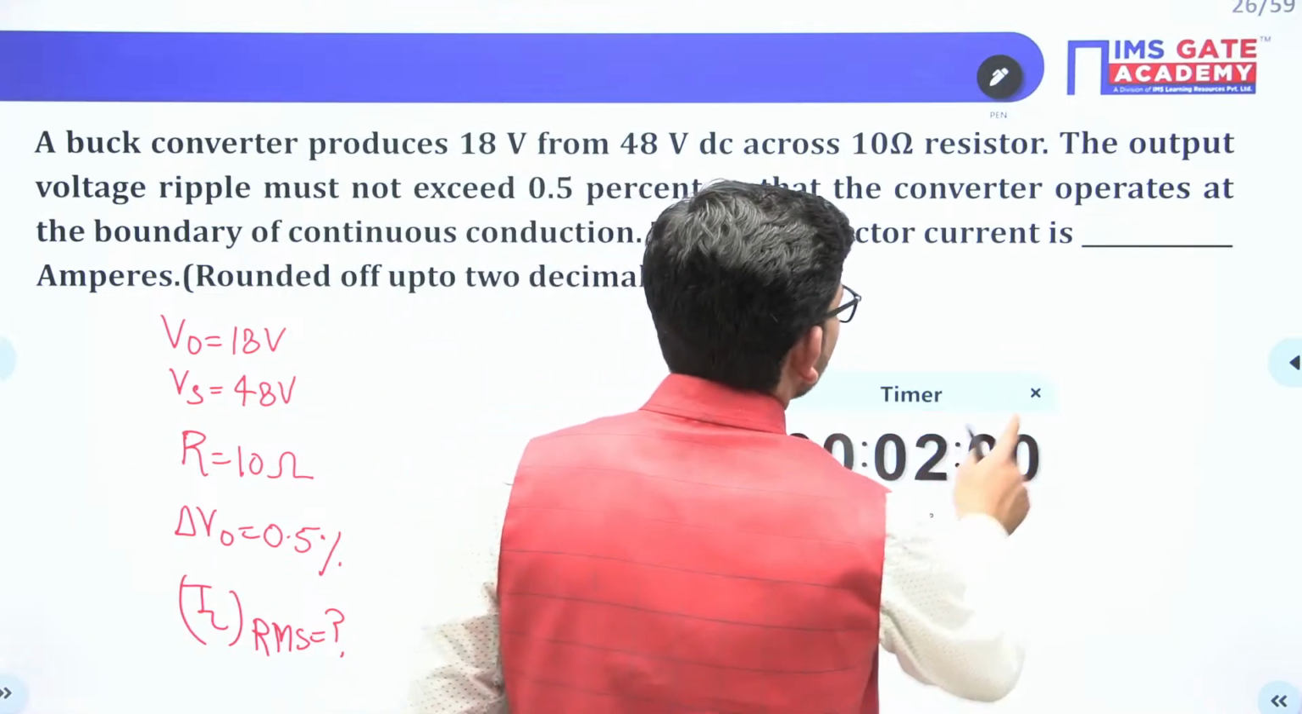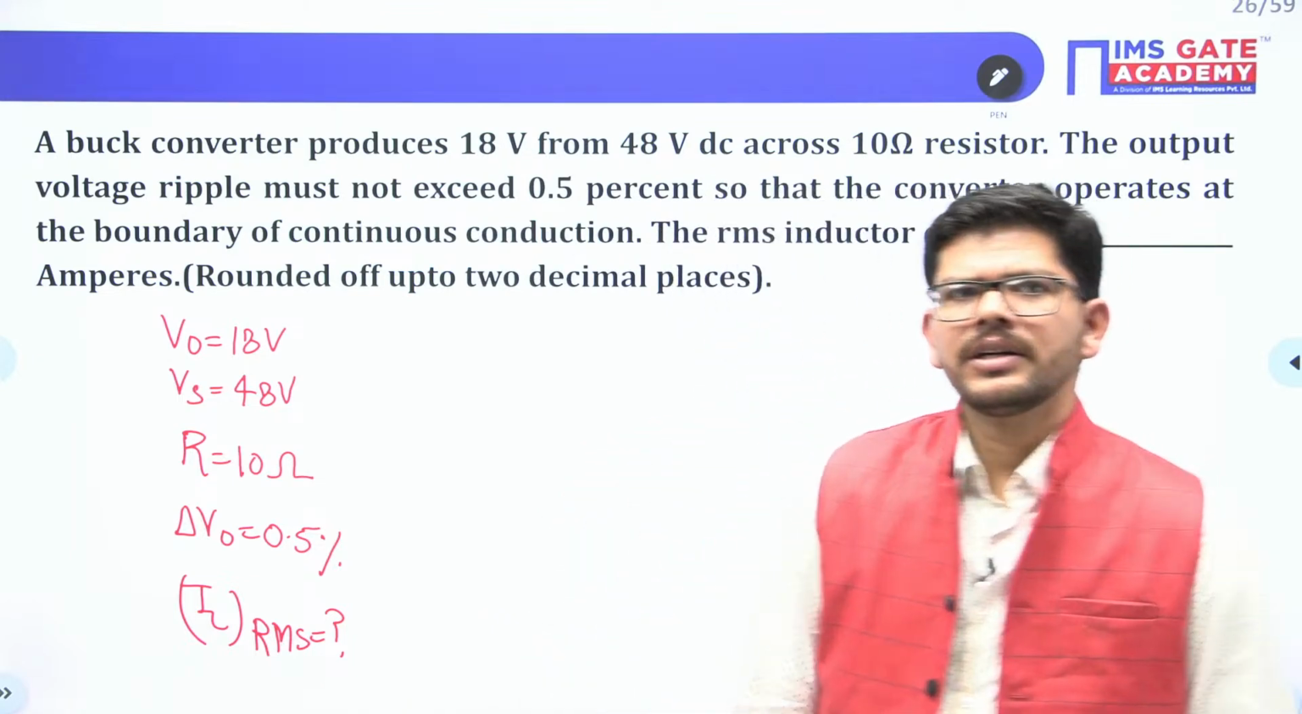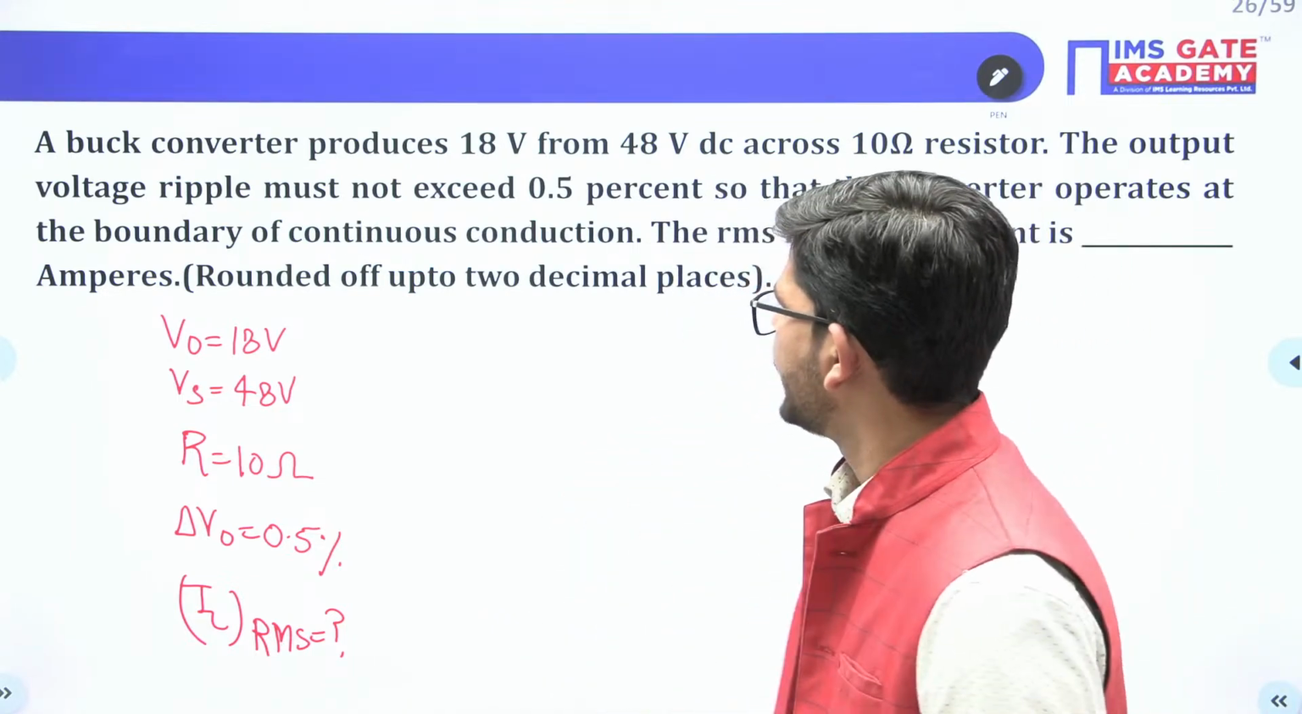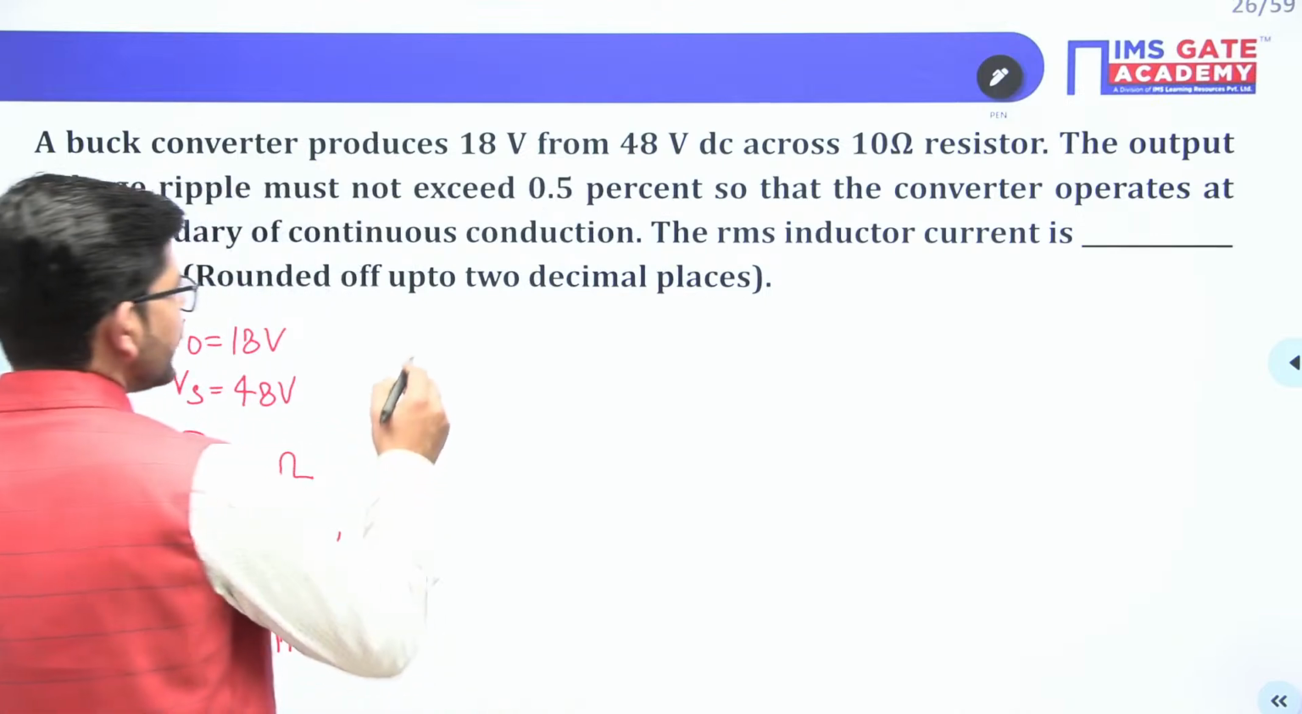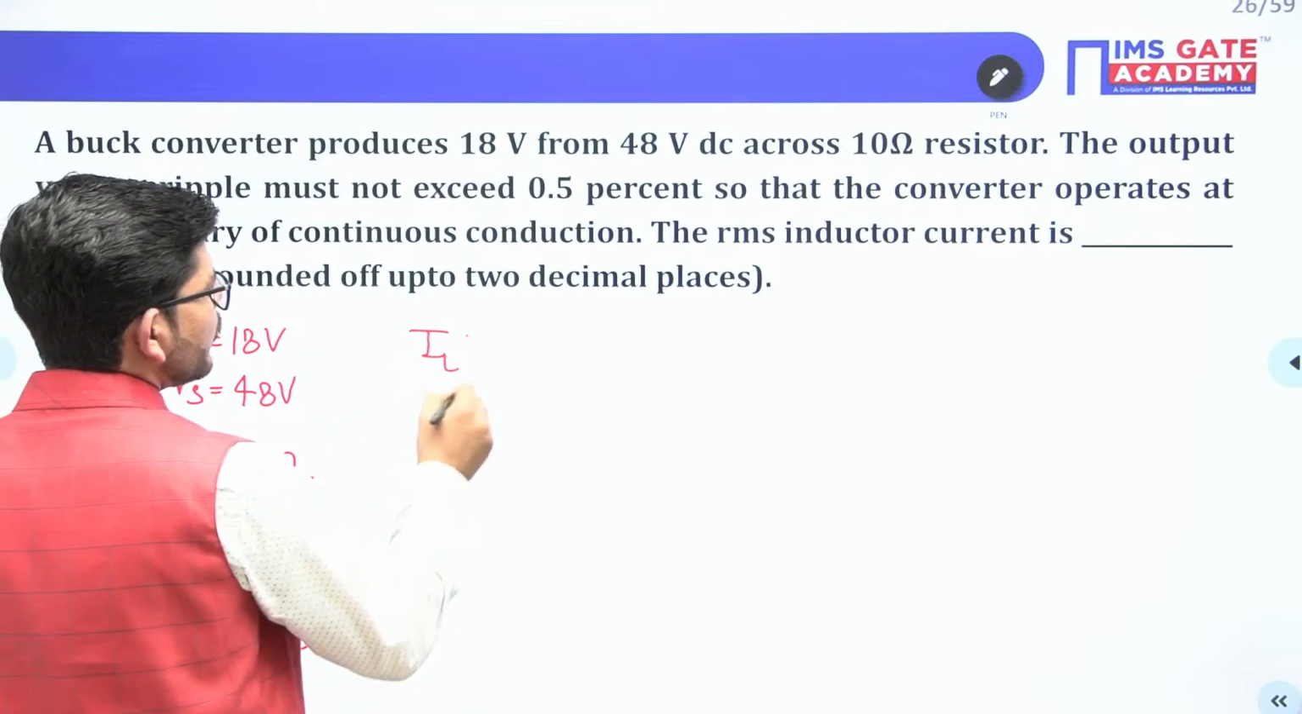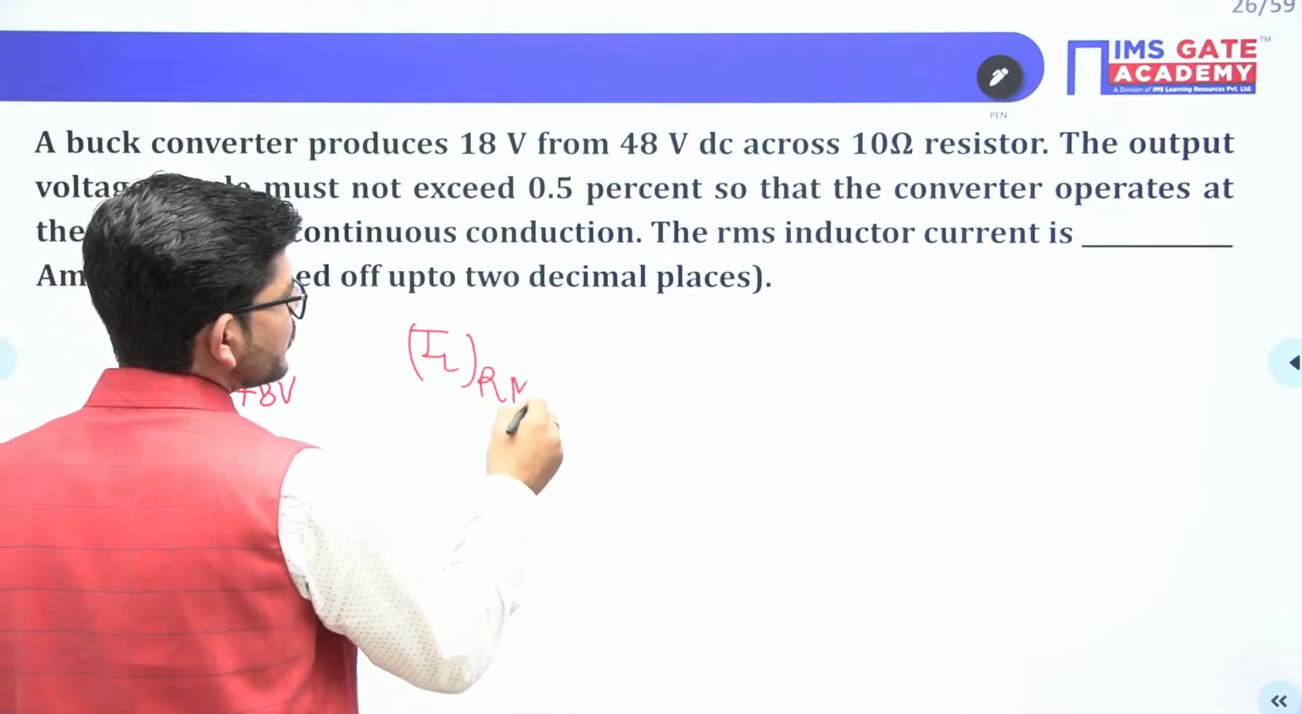And the time is over. So what is the problem in this question, guys? Again we have to calculate the same thing, the RMS value of inductor current. So what will be the RMS value of inductor current?